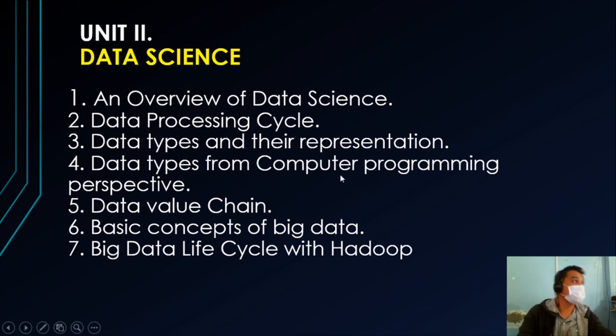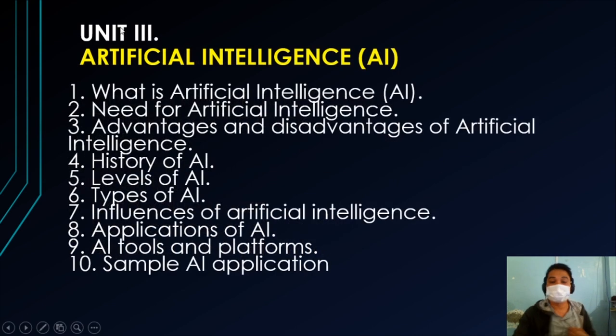Okay, so what is artificial intelligence? Of course, the goals of artificial intelligence. What comprises artificial intelligence? Of course, the advantages and disadvantages of artificial intelligence. We will be discussing that, okay? Next, we will be discussing also the history of AI. Why did AI come about, right?